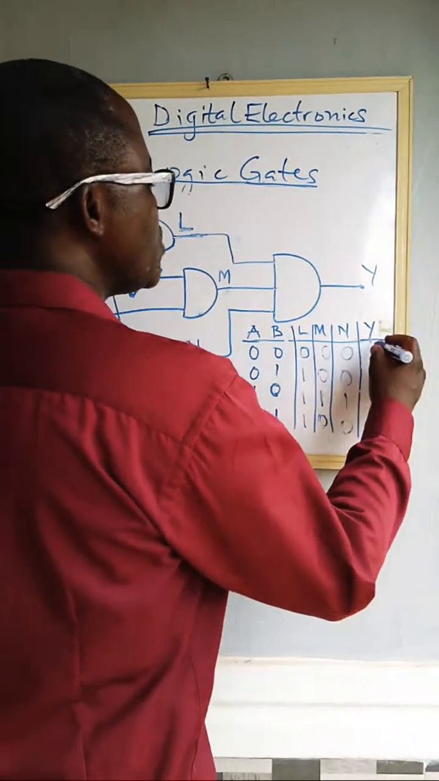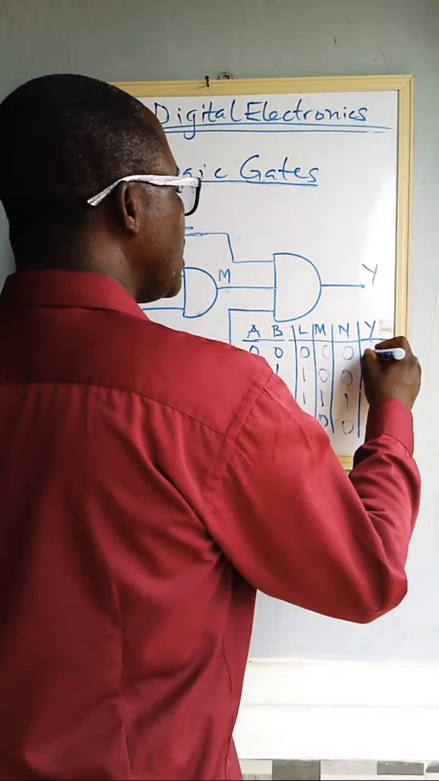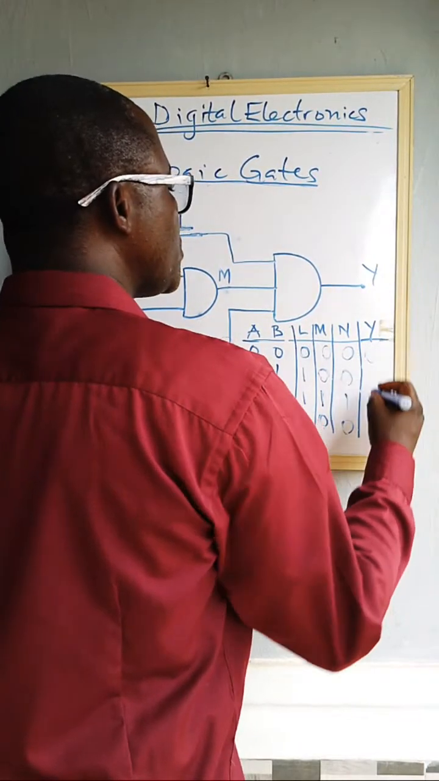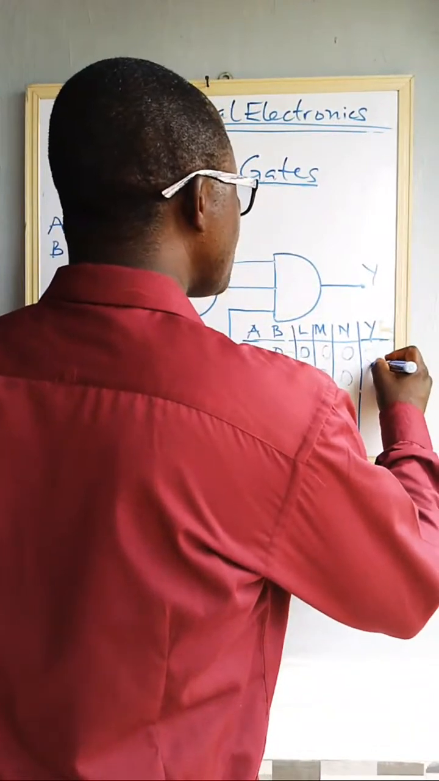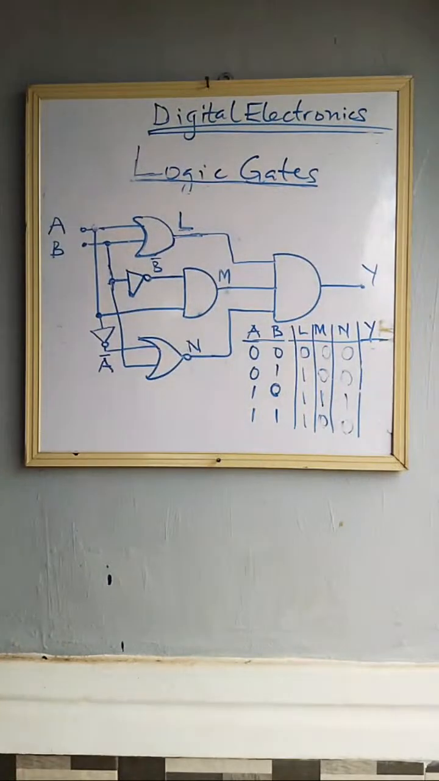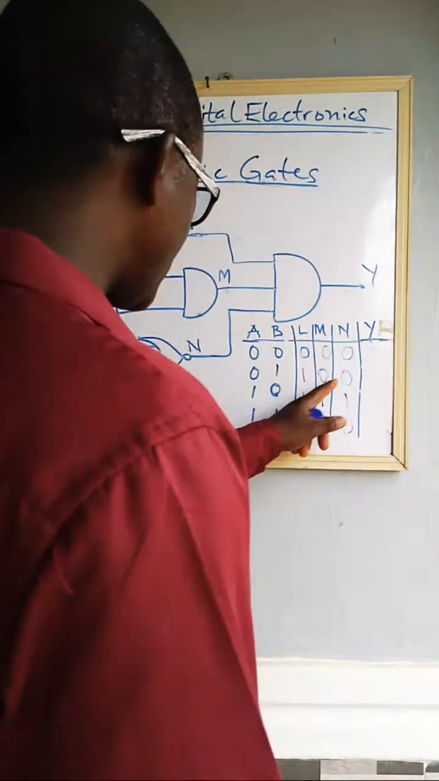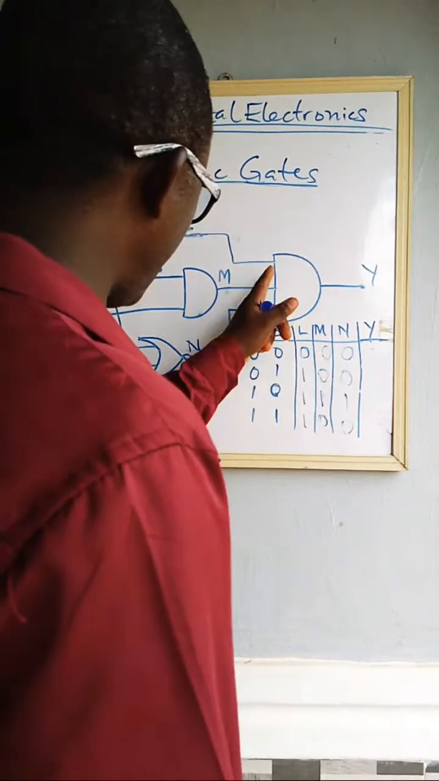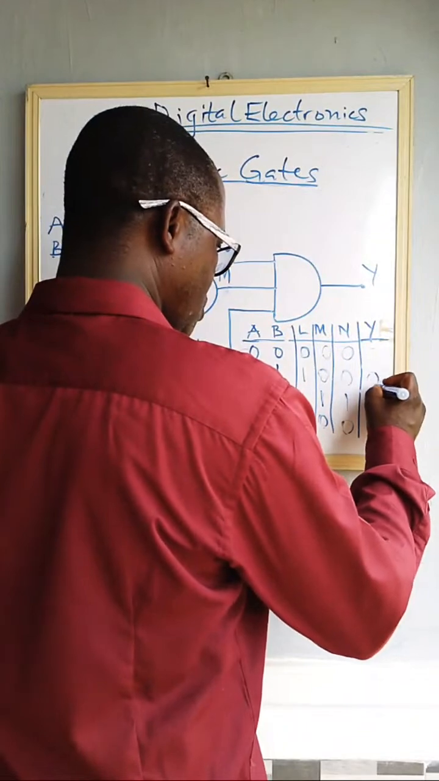0, 0, 0 gives us a 0 at the output. Sorry for this marker, it is misbehaving. Okay. Now let's look at the second one. 1, 0, 0. Once we have at least one of the inputs as 0, we are going to get a 0 at the output.